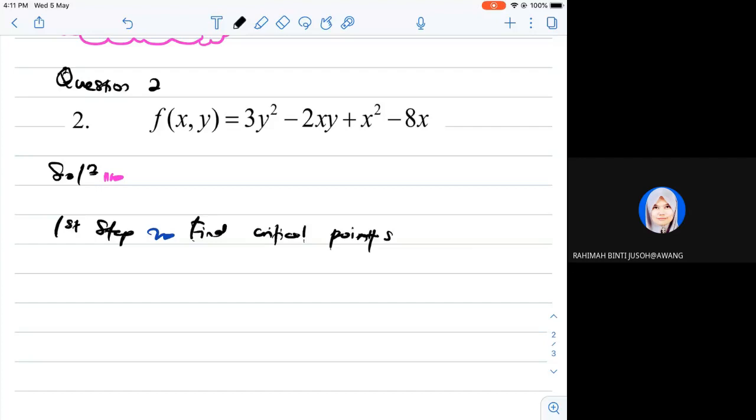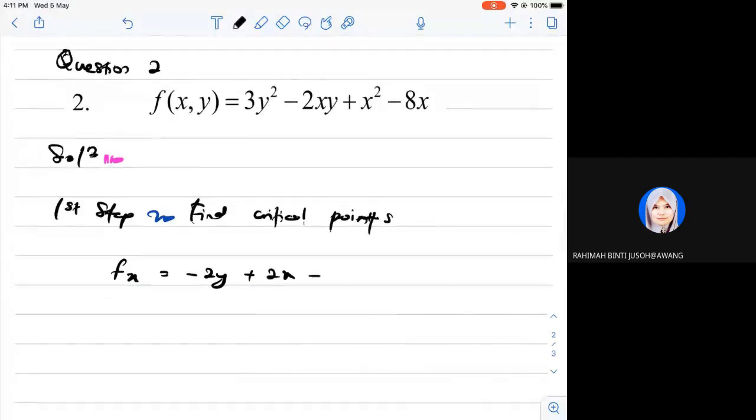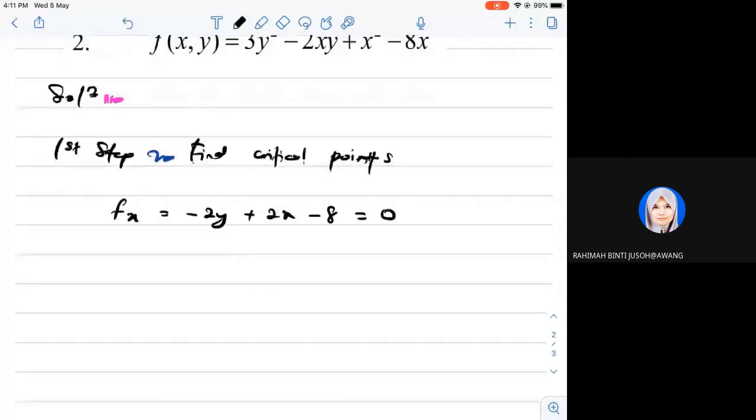So how do we find the critical points? We need to differentiate f with respect to x. When differentiating, 3y squared gives 0. Negative 2xy, we get negative 2y. Plus x squared becomes plus 2x. Minus 8x becomes negative 8. Set it equal to zero. Don't forget to set it equal to zero, because later we will solve these simultaneous equations. So this is our first equation.